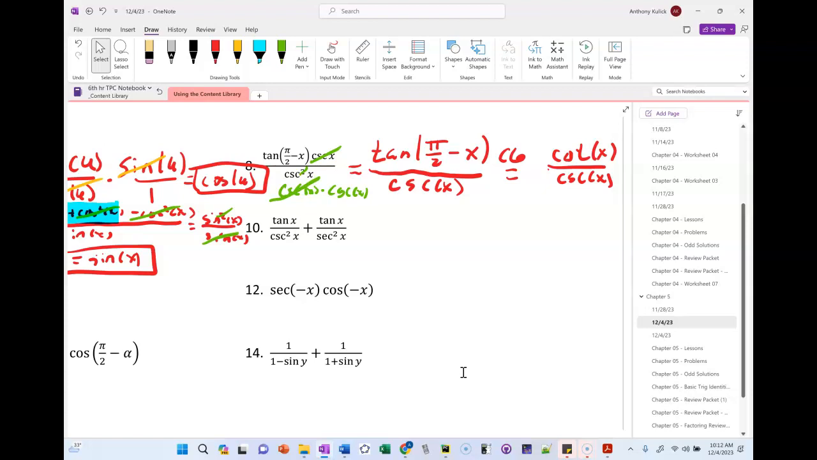What do you notice about the numerators? They're the same. What can we do with that? No, you can't do that. But the numerator, if the numerator is the same, that makes it a common factor. So the best option here from an algebra standpoint is to factor off the tan x.